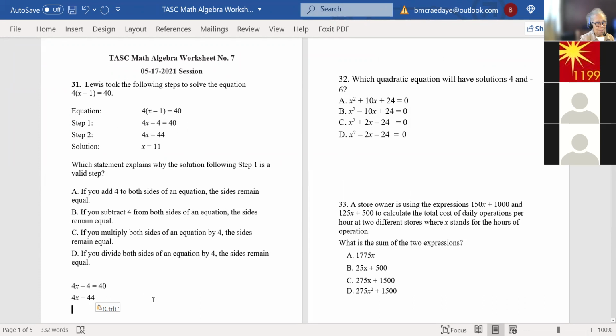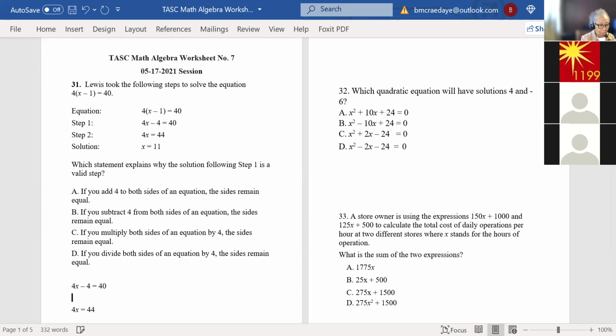You subtract 4 from both sides. Why would you subtract? No, you're subtracting, and the subtraction. You have to add. To go from this step to this step, you added 4, right? Yes. You add 4 to both sides.